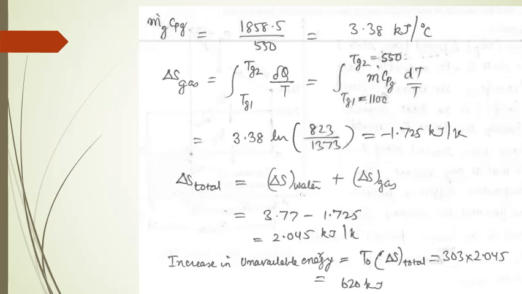2.045 kilojoule per Kelvin. Now the increase in unavailable energy will be basically the lowest temperature of heat rejection into the entropy change. So that comes out to be 303 into 2.045, and that comes out to be 620 kilojoule.